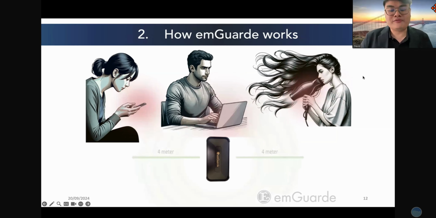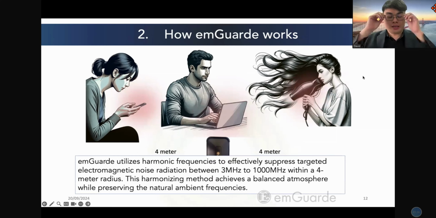Okay? Now, with that, emGuarde is utilizing patented harmonic frequencies. Okay, all these are programmed in these microchips. It's patented. So emGuarde is utilizing harmonic frequencies to effectively suppress, the keyword is targeted, electromagnetic noise radiation between 3 to 1000 megahertz, okay, within a 4-meter radius.